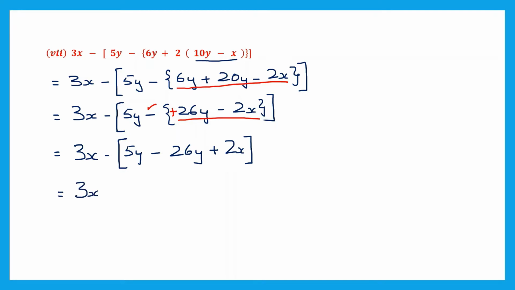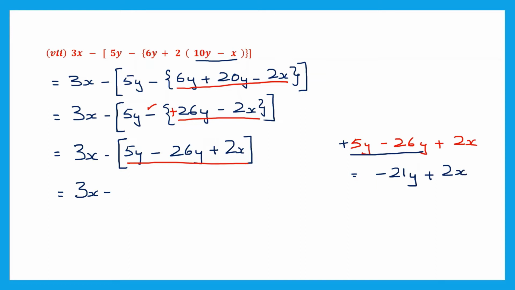Okay, so 3x minus, before I open, let me work out what is inside the square bracket. So I have 5y minus 26y plus 2x. So let me work out the like terms. So these are the like terms. So signs are different because this has the plus sign. So I put the sign of the bigger number and I subtract. 26 minus 5 is 21. So minus 21y plus 2x. So let me put that within the square bracket, minus 21y plus 2x.